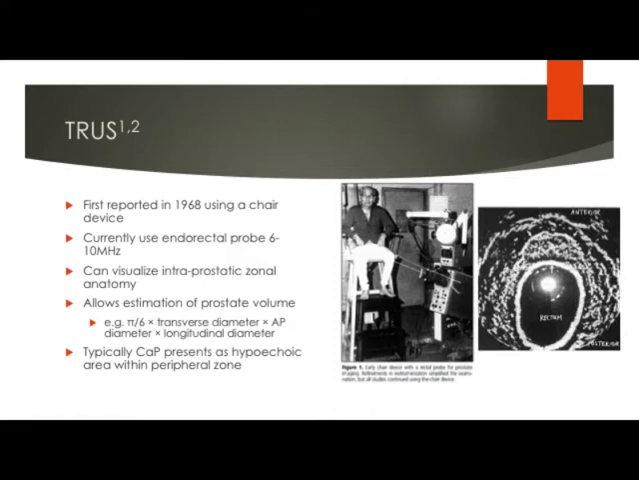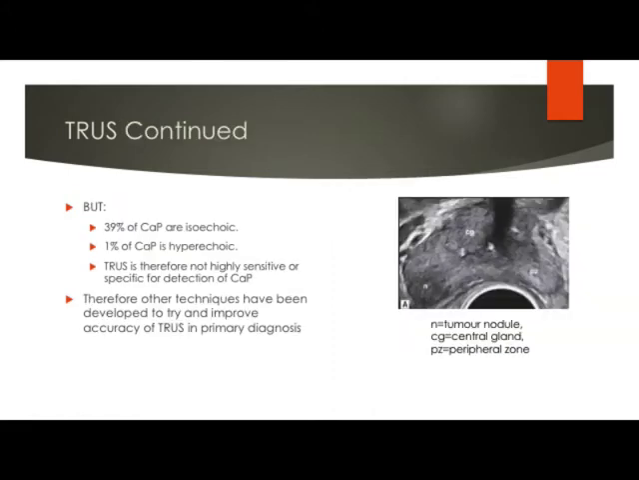Typically, the books say that prostate cancer is present as hypoechoic areas within the peripheral zone, but that's not always the case. It's difficult to see because the slide here is half cut off, unfortunately, but you can see here that this is an area of tumour and this is the central gland. I can't see what is out there, but 39% of prostate cancers are isoechoic, so you can't rely on that alone to detect your cancer, and 1% of prostate cancer is hyperechoic, so it's not that sensitive or specific for looking at prostate cancer. And as I said, there have been other techniques employed to try and improve that.